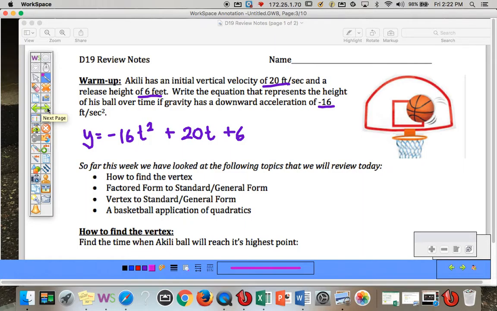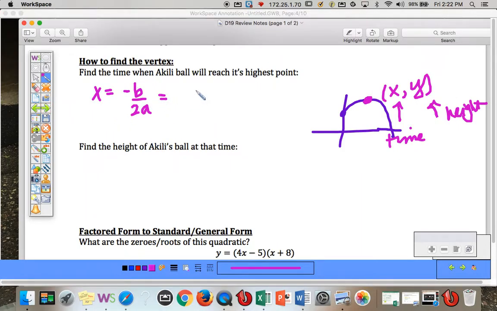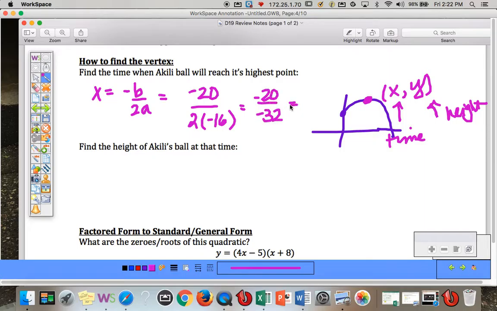Achilles' b value is 20, and his a value is negative 16. So you have negative 20 over 2 times negative 16. So we get negative 20 over negative 32. So let's calculate that. Negative 20 divided by negative 32. So Achilles' ball will reach its highest point at 0.625 seconds, so in less than a second.